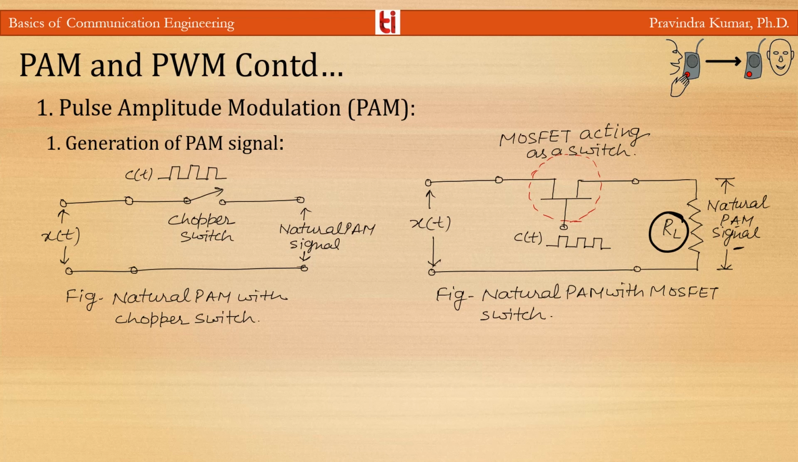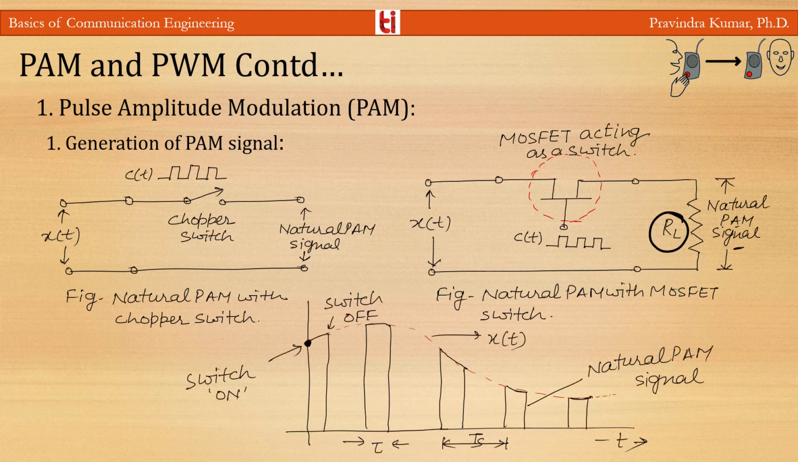In the output of the PAM signal, you can see that when the switch of this MOSFET is on, it acquires some amplitude value according to the modulating signal, and at this point it follows the amplitude of the modulating signal. When the switch is off, the value goes to zero, and the same procedure continues. So the amplitude will follow the amplitude of the modulating signal x(t). The generated pulses are known as natural PAM signals.